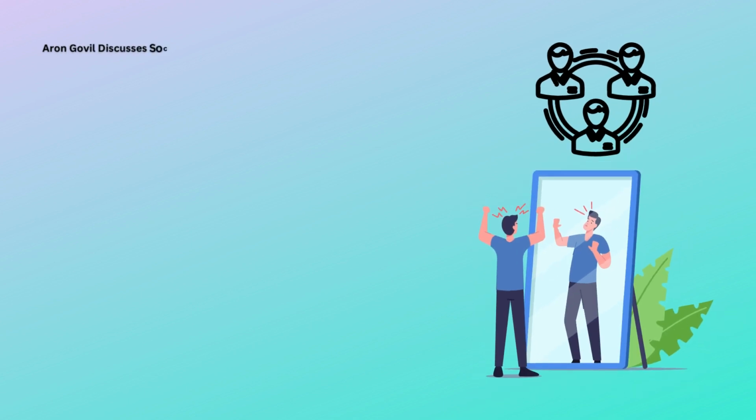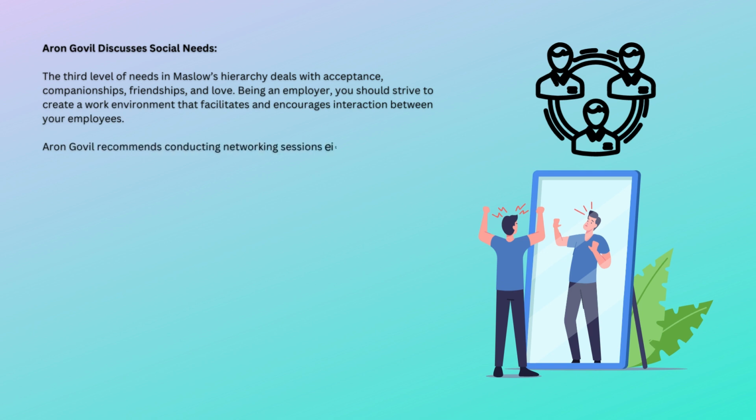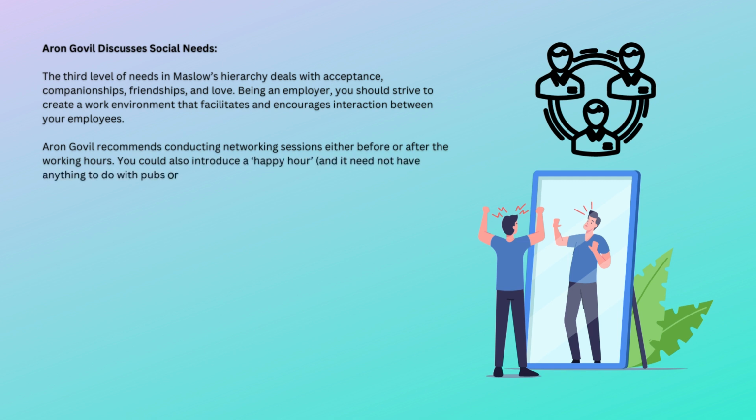Aron Govil discusses social needs. The 3rd level of needs in Maslow's hierarchy deals with acceptance, companionship, friendships, and love. As an employer, you should strive to create a work environment that facilitates and encourages interaction between your employees. Aron Govil recommends conducting networking sessions either before or after the working hours. You could also introduce a happy hour, and it need not have anything to do with pubs or drinks. Celebrating anniversaries and birthdays is also an excellent way to develop bonds and relationships within the workplace.